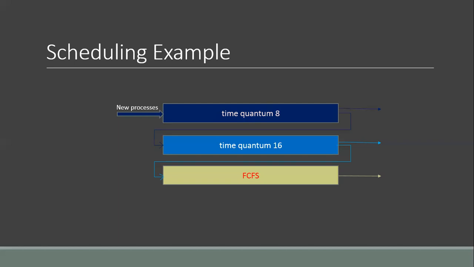a process in the lowest priority queue will not be served until the queues above it are all empty. This means that as long as the highest priority queue as well as the next lower priority queue have processes, a process in the last queue will not be served. A process in the lowest priority queue will only be served if the queues above it are both empty.